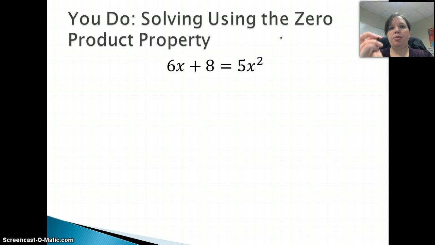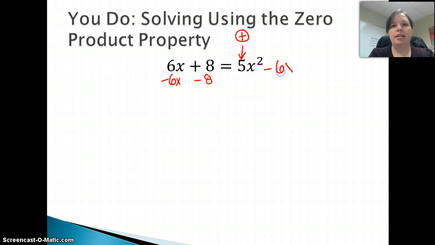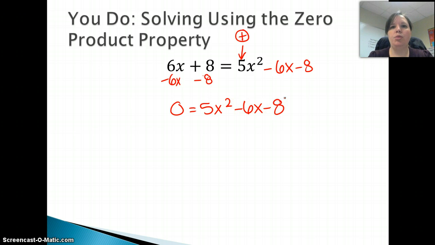So using the zero product property again, we need one side of the equation to be equal to 0. It doesn't really matter which side of the equation, so my tip to you is to always try and make that first term positive. So I'm going to subtract 6x and 8 from both sides to get the left side equal to 0 instead of the right side. It doesn't matter which side, and if you did the opposite, you could still get to this correct answer.